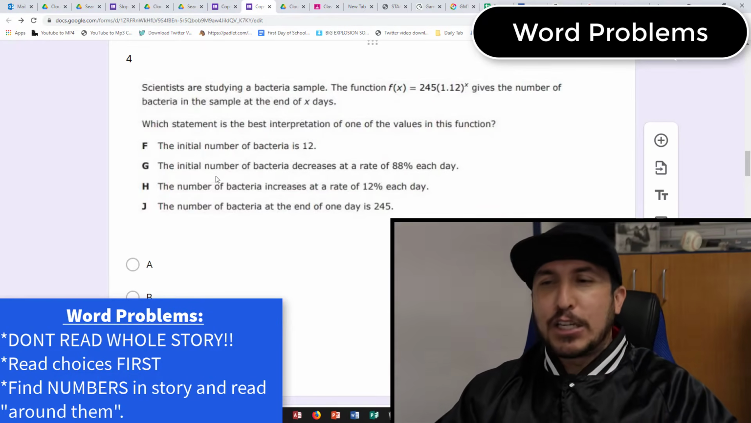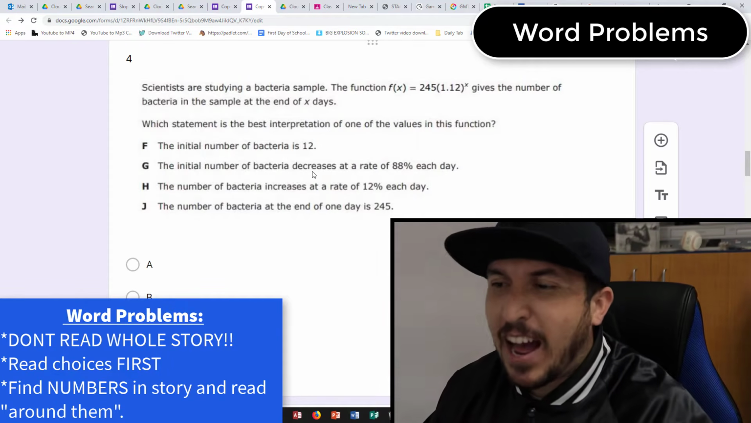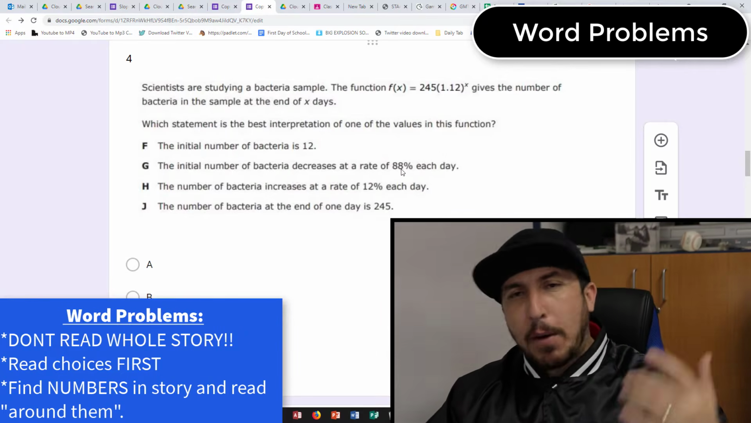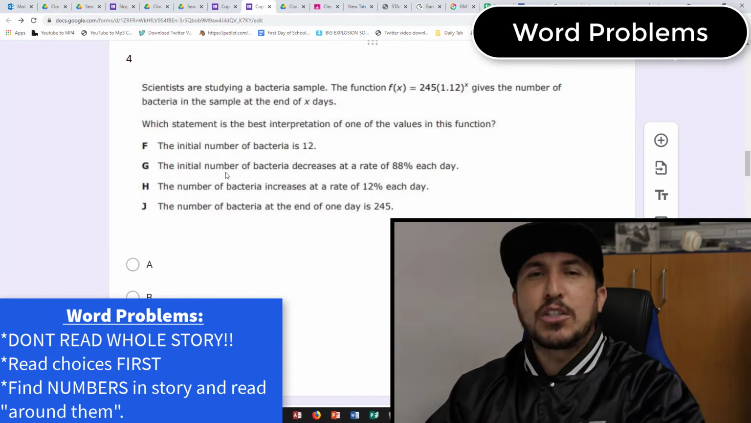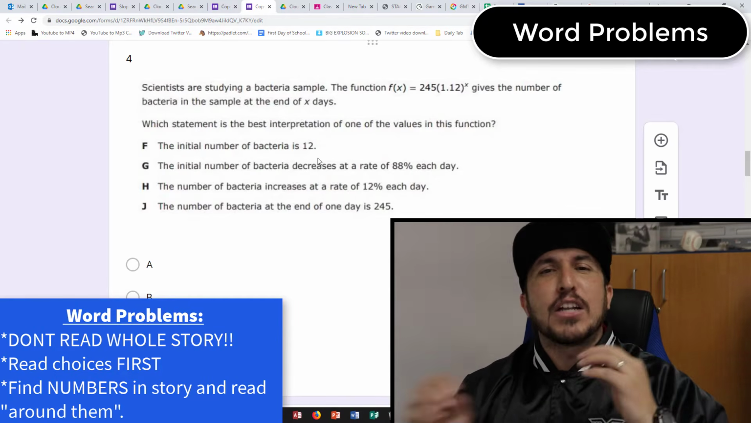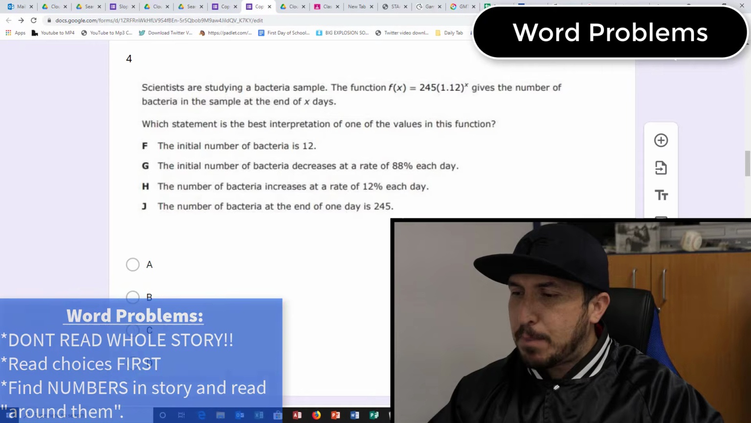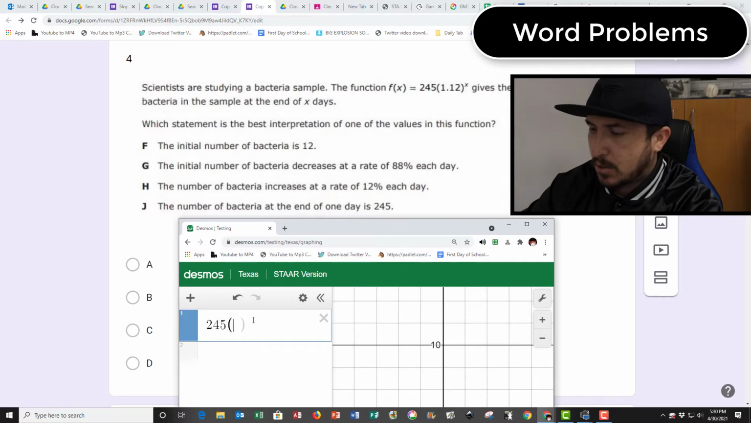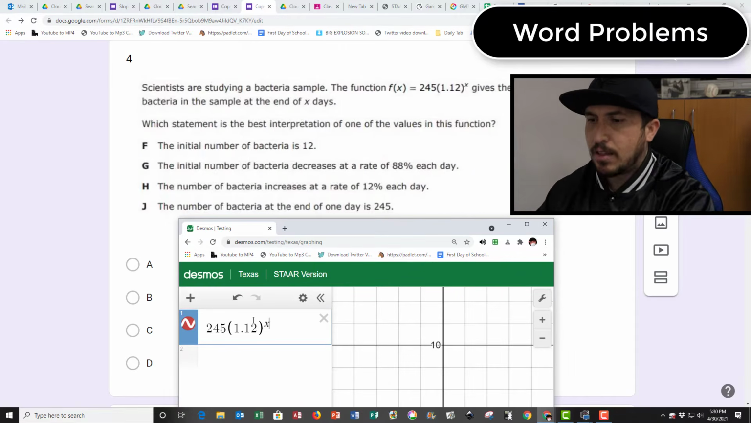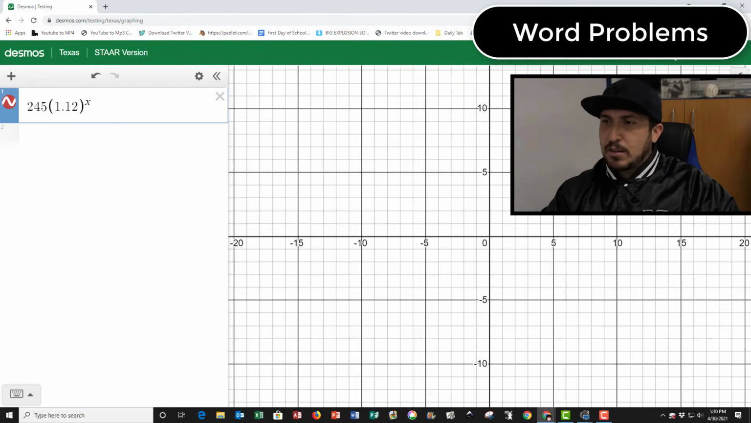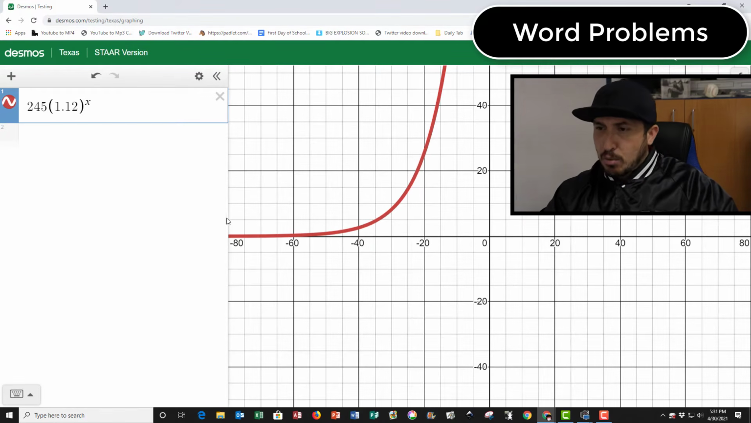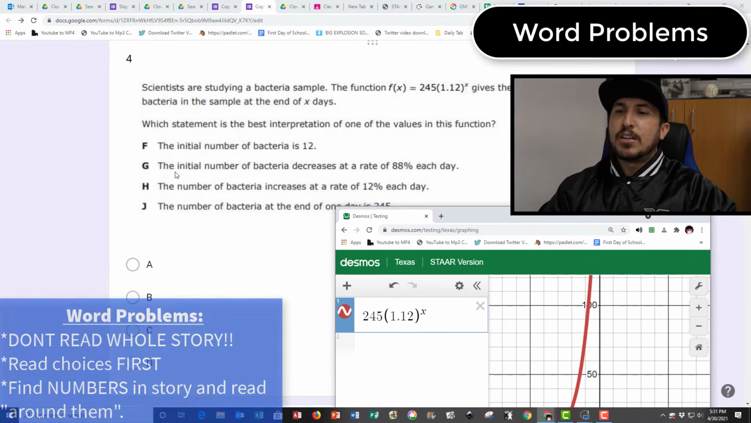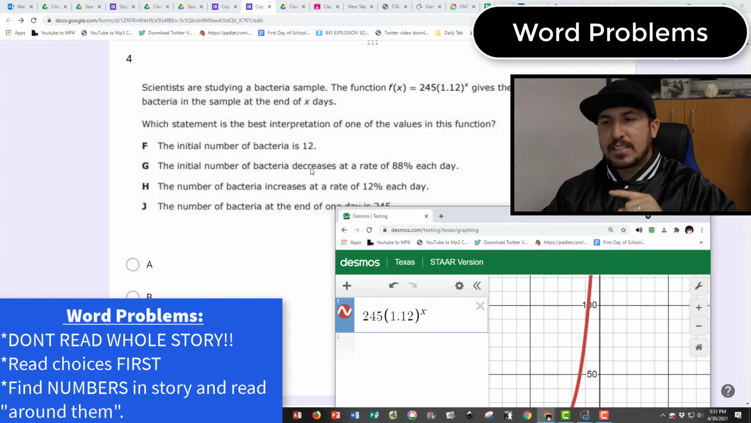Let's go to choice G. This first number decreases at a rate of 88%. Okay, I don't know if the rate is 88%, and it didn't give me what the initial number was. It just said that this guy decreases. But I do know what decreases means. So I'm going to type in this guy and see if he is decreasing. Here I go. 245, parentheses, 1.12, parentheses, raised to the x. Let's zoom out. Oh, here he is. He's going upwards. Is that decreasing? That is not decreasing. This guy is increasing. So choice G is lying, because choice G says that this guy decreases.